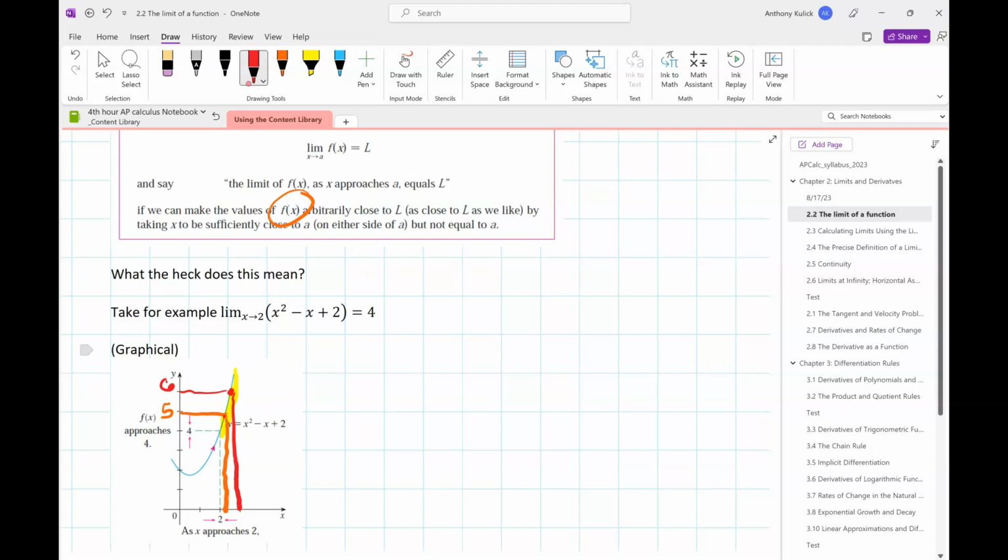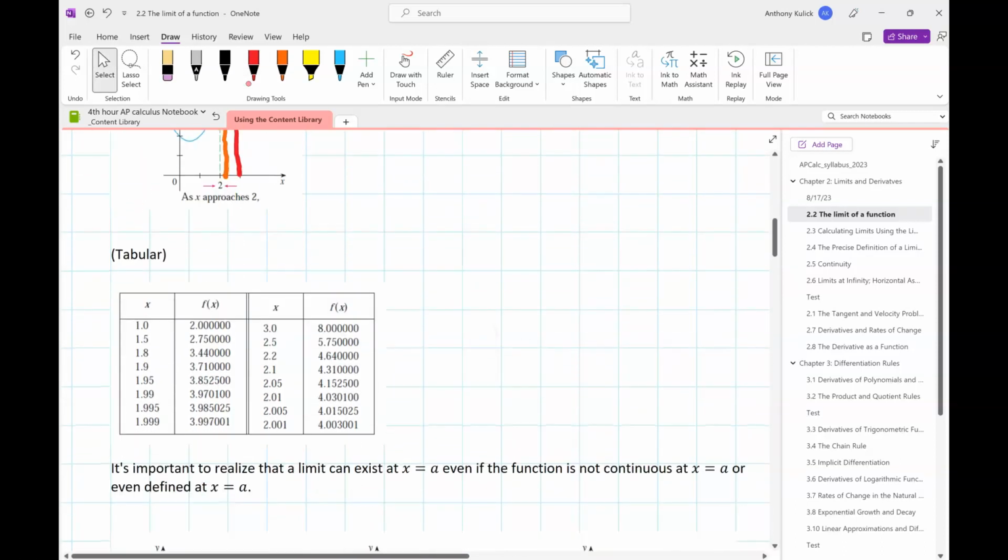What would this look like if we investigated this limit tabularly? So what I might do is build out a table of values where I start on the left side of 2 and get progressively closer to 2, but still stay left of 2. And look at how the y values are changing. I go from 2.75 to 3.44 to 3.71 to 3.85 to 3.97, 3.98, 3.99. Looks like we're heading to 4.